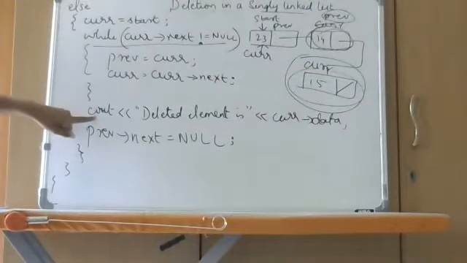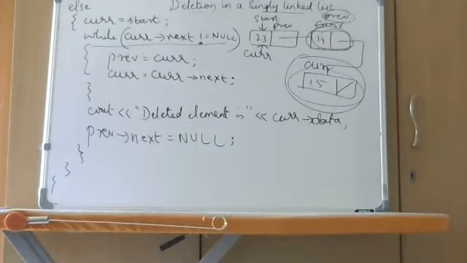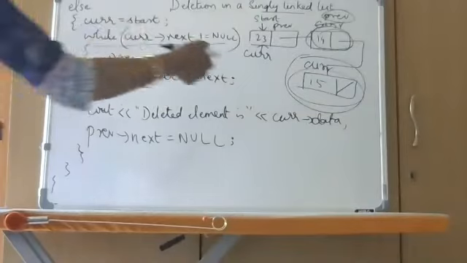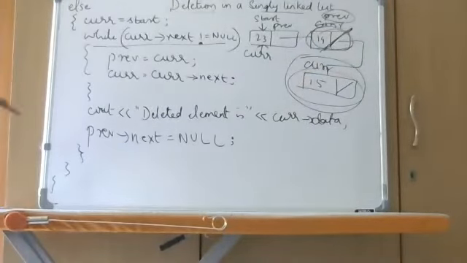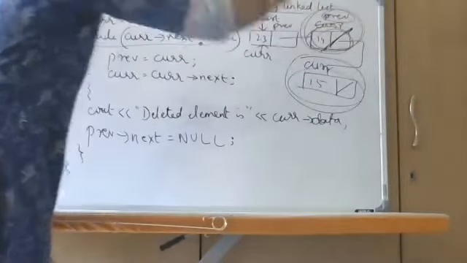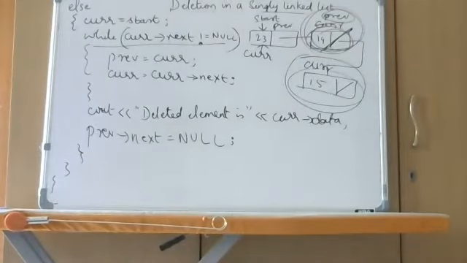When you arrive at the last node, you say deleted element is current of data. You are displaying what element you are trying to delete. What next? You cannot leave it at that. This should become your none. Is it? That becomes your last node. So how do I access that? How do I access this node? It is nothing but my previous. So previous of next will become equal to none. That is how you try to delete the node at the end.